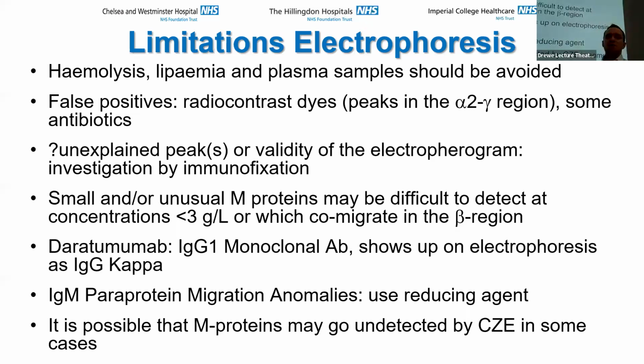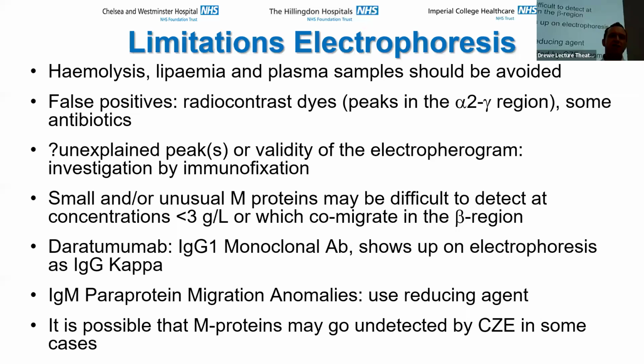You can get false positives from radio contrast dyes, and you'll typically see these anywhere between the alpha 2 and gamma regions. You can also get other false positives from some antibiotics. As I've said, if there's any unexplained peaks, we would always do immunofixation as a rule out. And generally speaking, we're not going to have issues of missing patients from this approach.